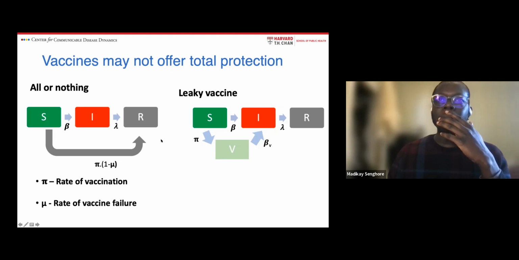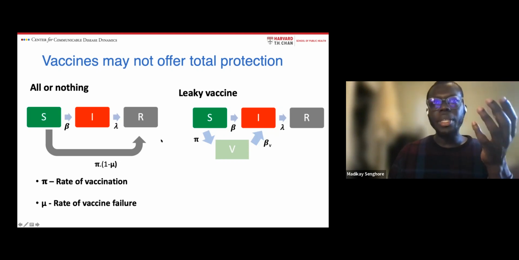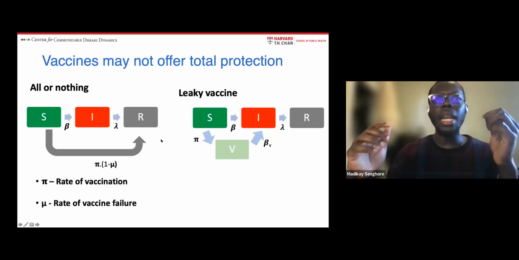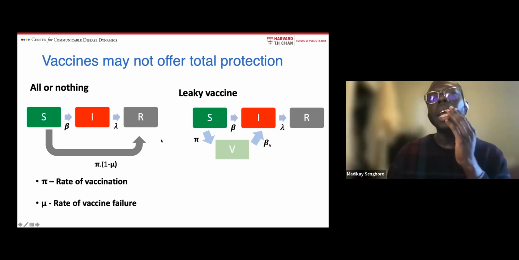But there's also a concept of waning immunity, which I think perhaps, Mary, do you want to touch on the concept of waning immunity and how it's a bit challenging to model that?